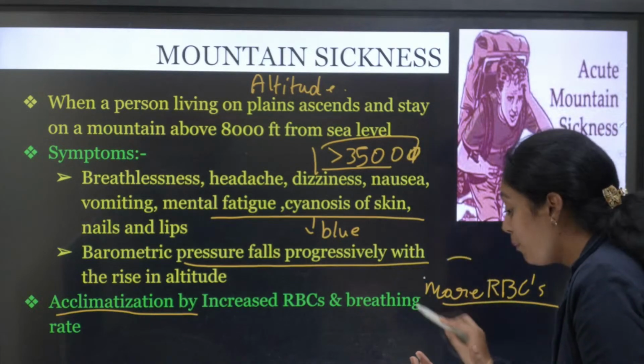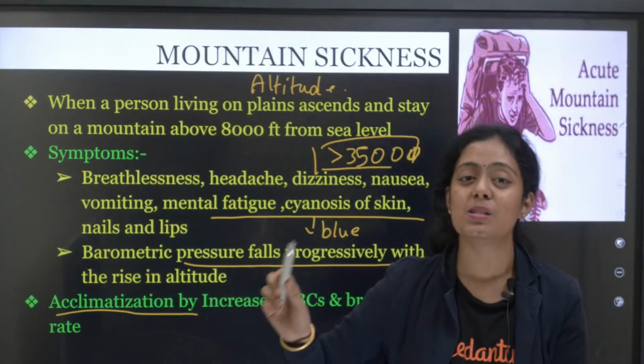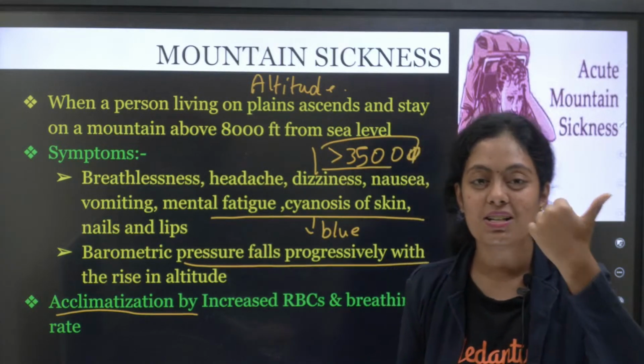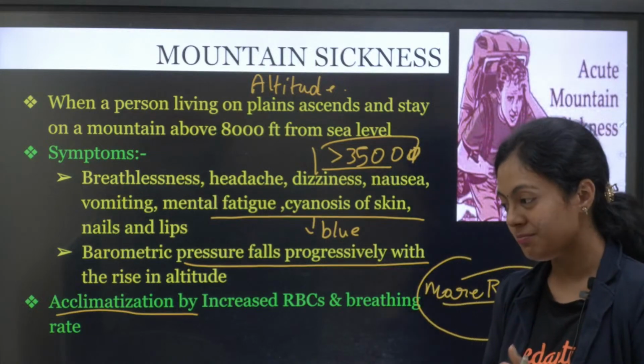It is because of more and more RBC. Yes, it's an adaptive mechanism. This you also study in the first chapter, that is organism and population in your ecology unit.